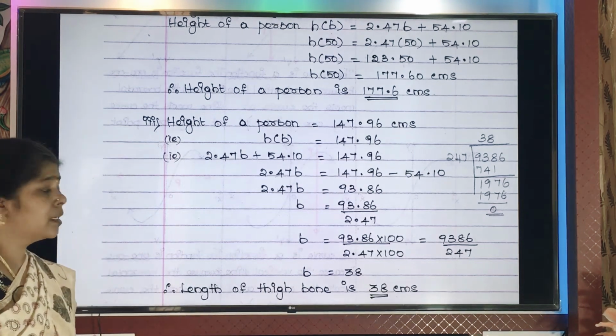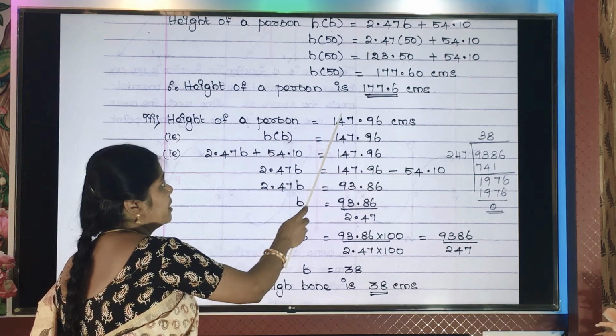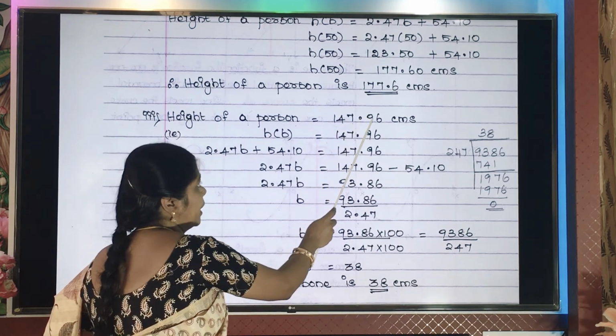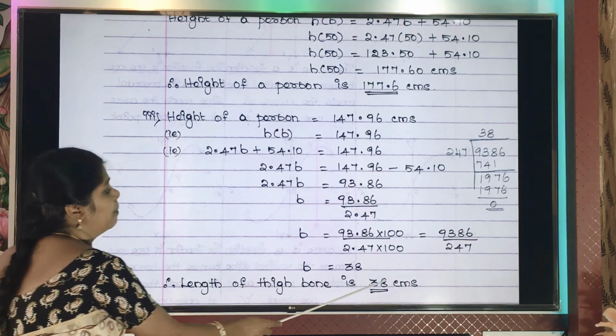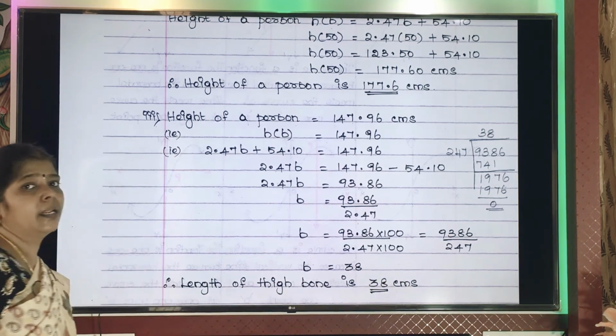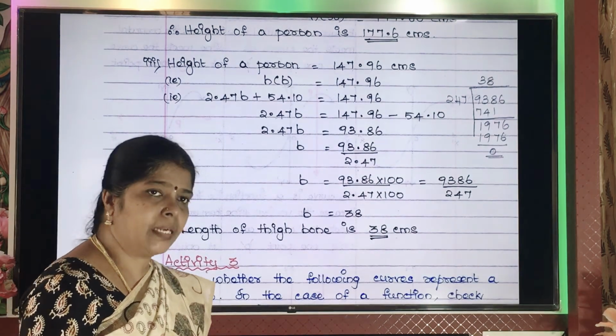So what can we conclude? We can conclude that if the height of the person is 147.96 centimeters, the length of the thigh bone will be 38 centimeters. Children, am I clear to you all? Yes.